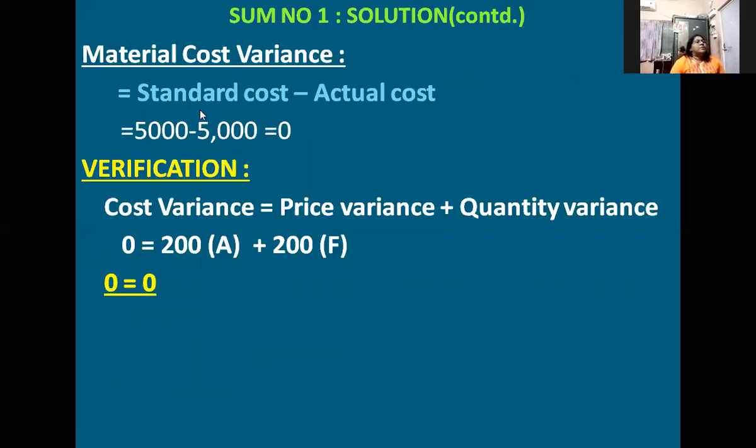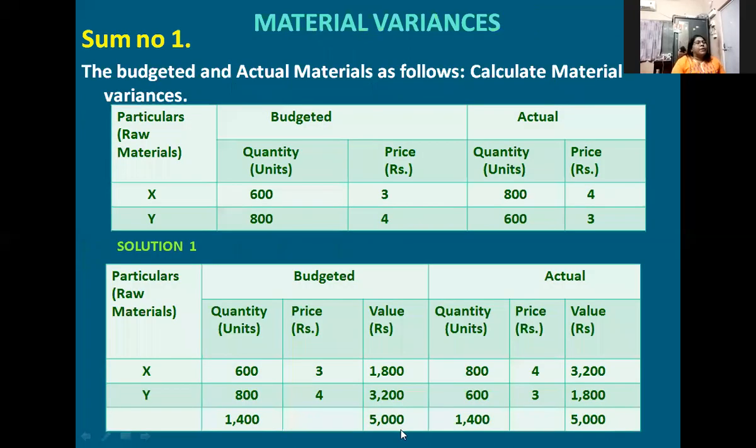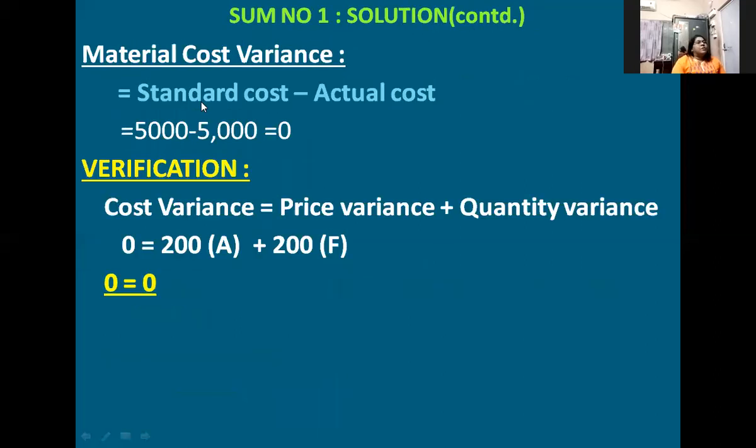Now look at this slide. Material cost variance is standard cost minus actual cost. What is our standard cost? Look at the problem. Standard cost is 5,000. Actual cost is 5,000. So we can make use of this formula, standard cost minus actual cost, 5,000 minus 5,000 is 0.